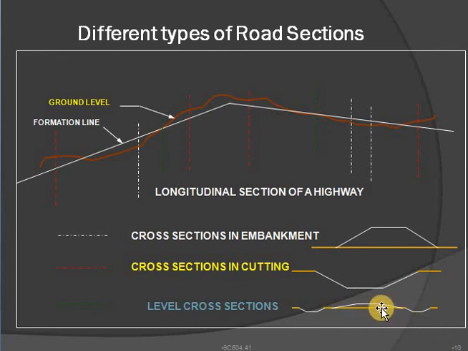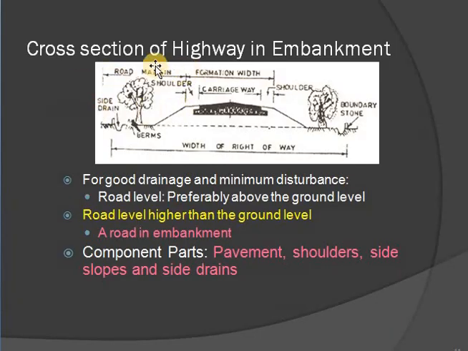This is the road level. Okay, so this is the cross section of highway embankment. You can see the diagram. This diagram we have seen in the previous chapter, the second one, also.